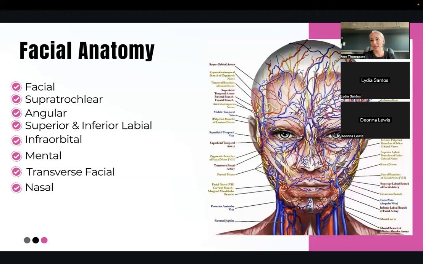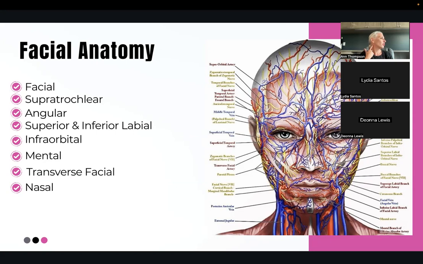So remember the big guns as far as the vessels that you need to be concerned about with filler. It's going to be the facial artery. Remember, you have your external carotid, and then your facial artery comes up. It comes out a little foramen right in front of your masseter, and it's going to travel up. It's going to angle up. Once you get to right about the oral commissure, you're going to have a part of it that's going to dip down and feed your inferior labial artery, and then it's going to continue on up and feed your superior labial artery. From there, it's going to continue on up to your angular artery, your supratrochlear artery. Those are the big ones in the mid face.